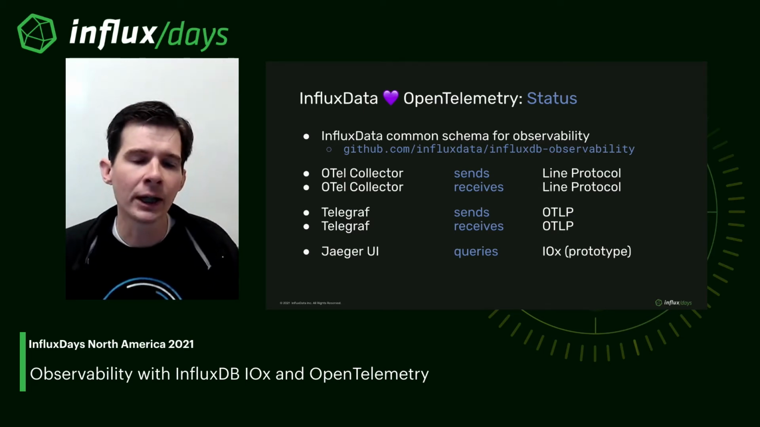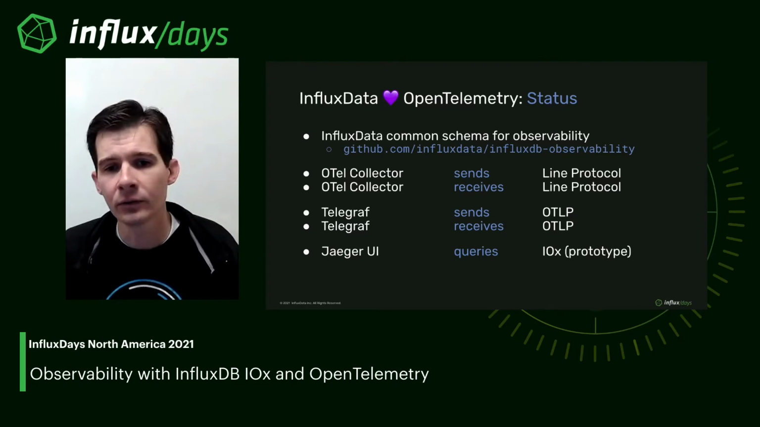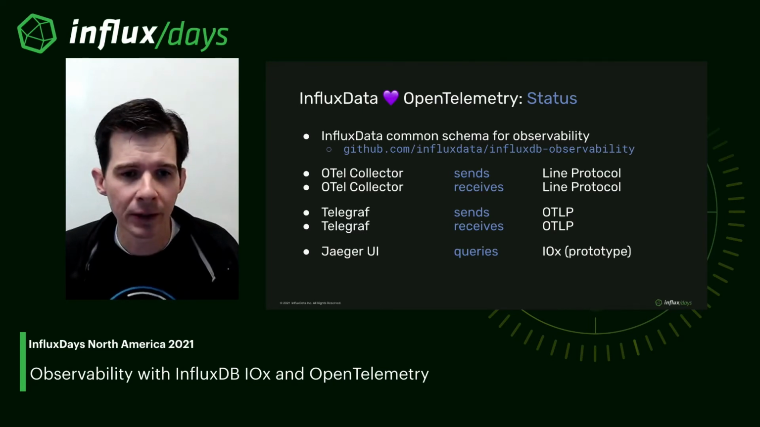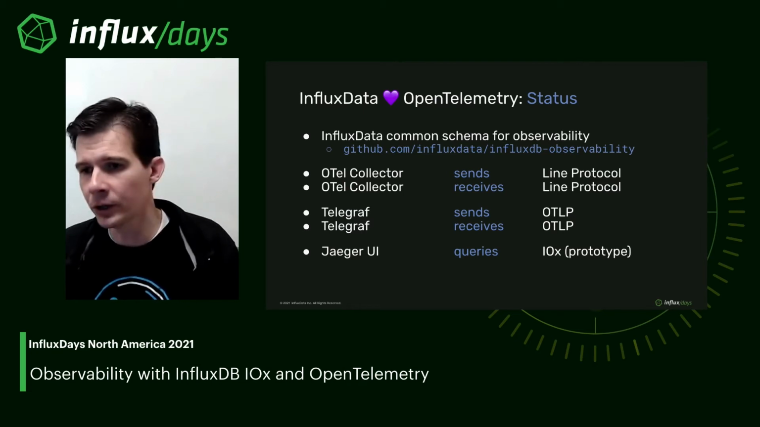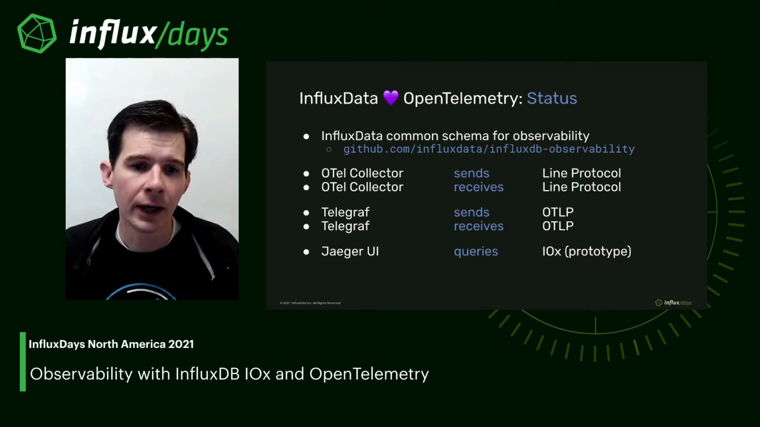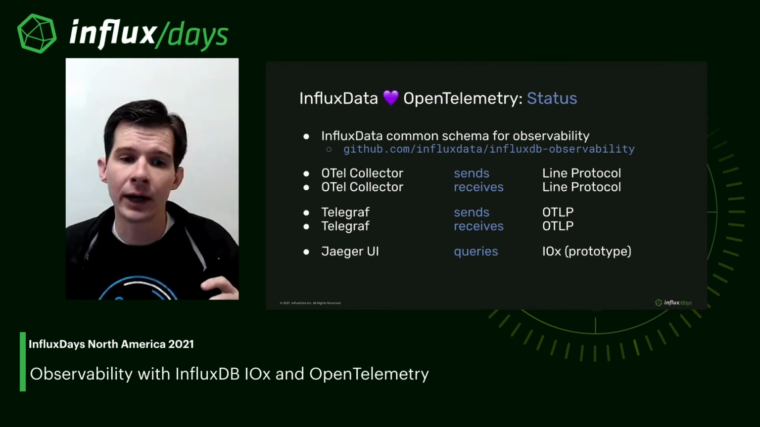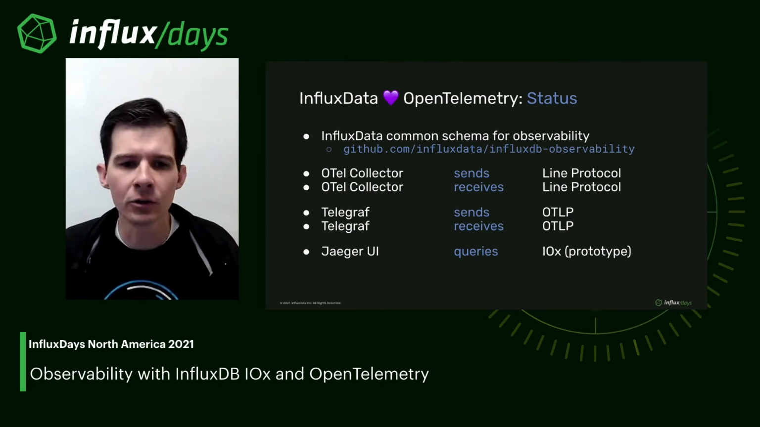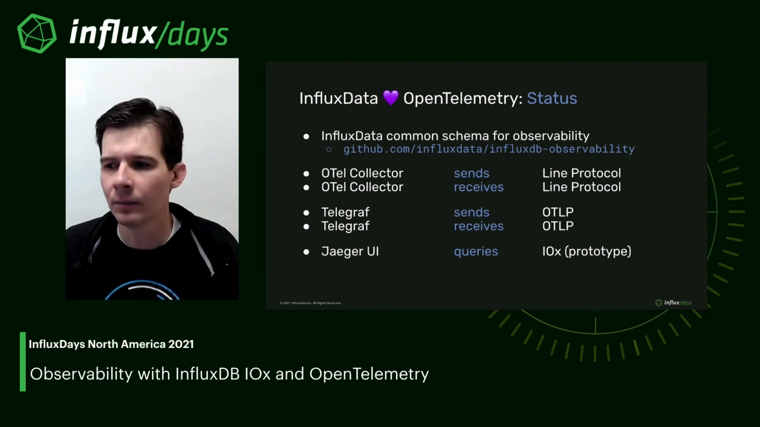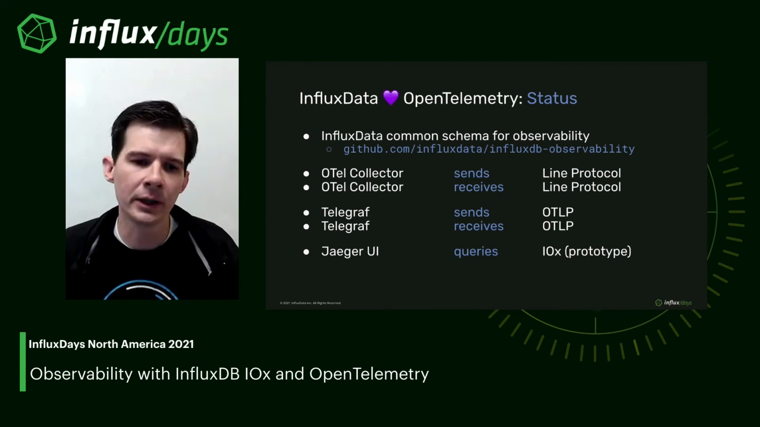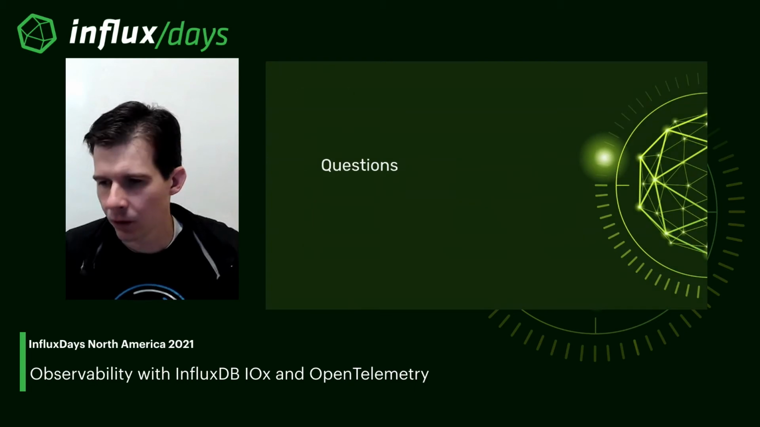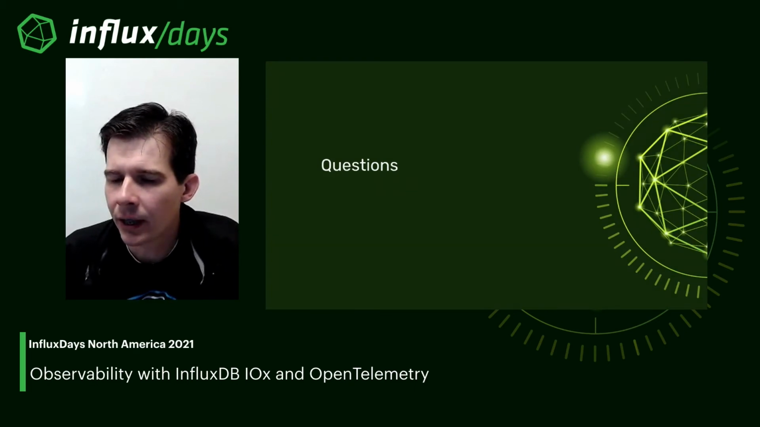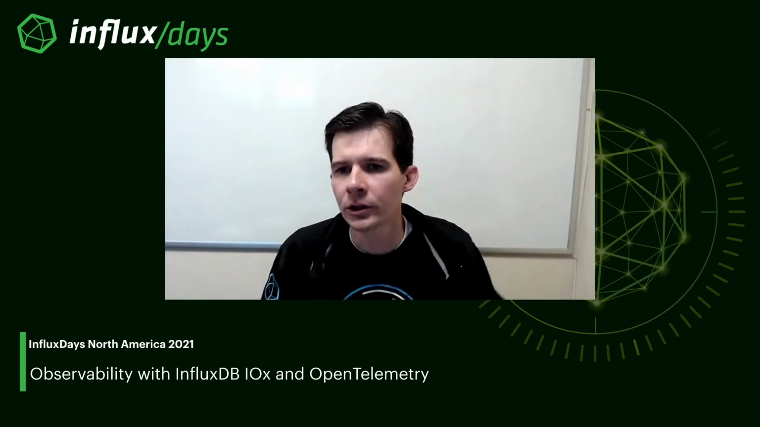The OpenTelemetry collector today can send and receive InfluxDB line protocol. Telegraf can send and receive OpenTelemetry protocol, or OTLP. I have a prototype Jaeger UI implementation that does query IOx, but it needs a lot of polish. So that's my talk, and I'd love to take any questions.